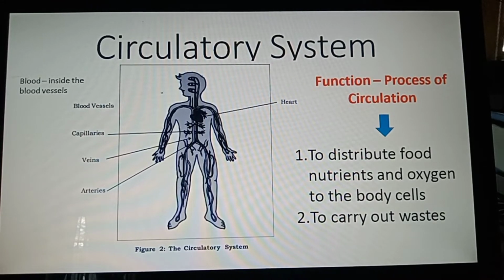So, saan galing yung food nutrients? Sa ating digestive system through the process of digestion. And oxygen, galing naman sa process of respiration done by the respiratory system. And the second one is to carry out waste, body waste. So galing yan sa cells natin.